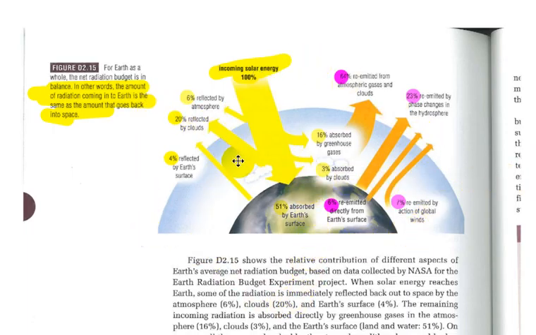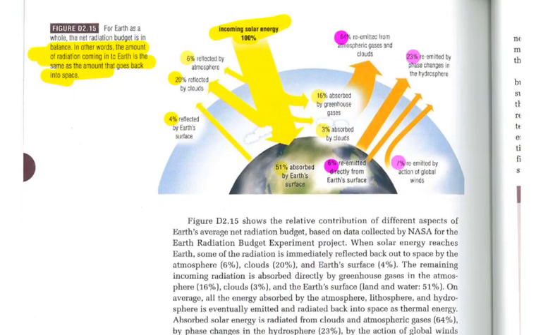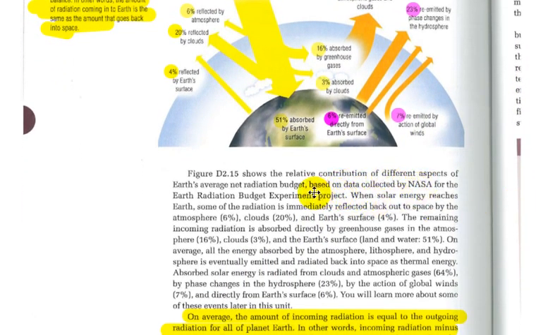Here's a breakdown of incoming and outgoing radiation. If we assume incoming solar energy is 100%, 6% is reflected by the atmosphere, 20% is reflected by clouds, and part that hits the Earth is reflected back from the Earth itself. 16% is absorbed by greenhouse gases. Out of that 16%, 64% is re-emitted from the atmospheric gases and clouds. 3% is absorbed by clouds, and you can see how all this works. So just a quick rundown. It shows all the different amounts that are reflected or absorbed.